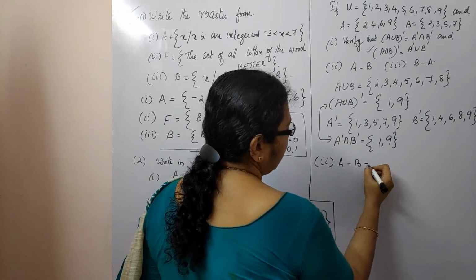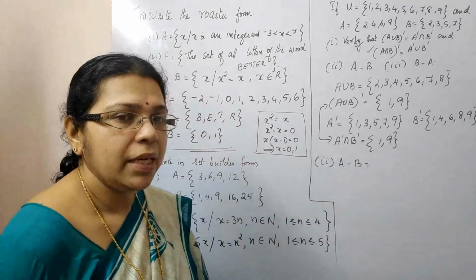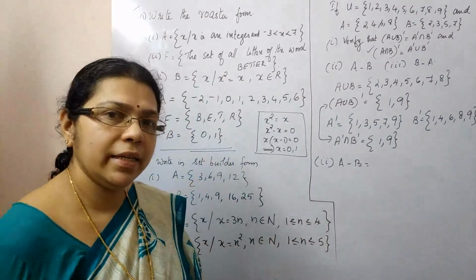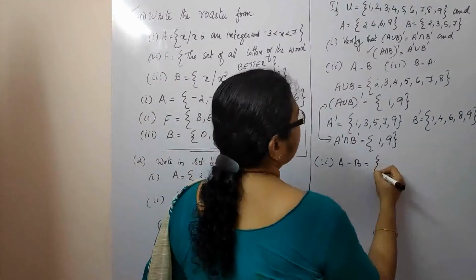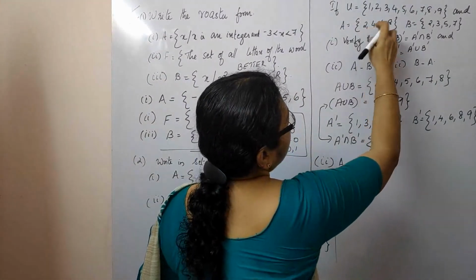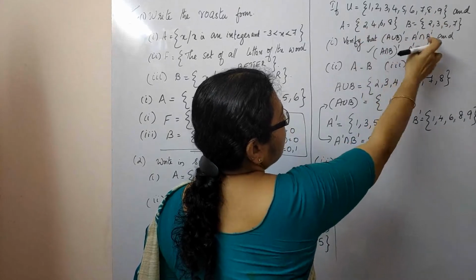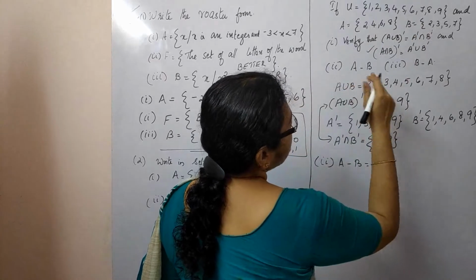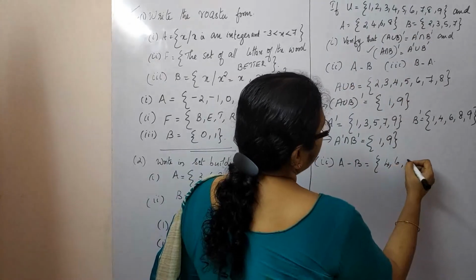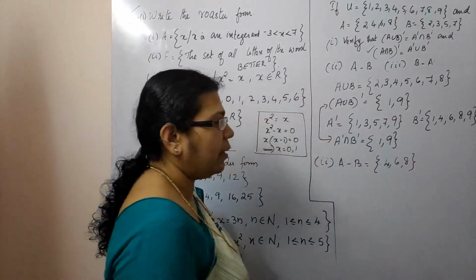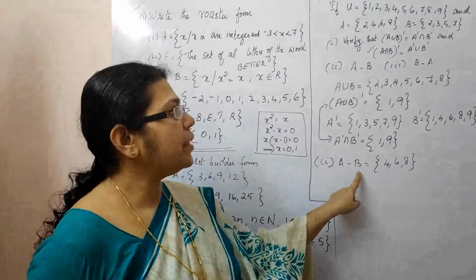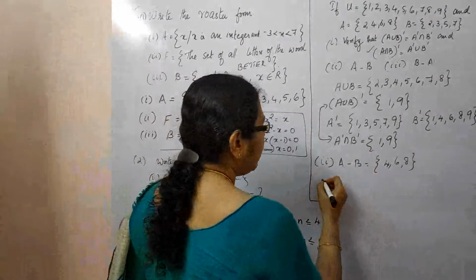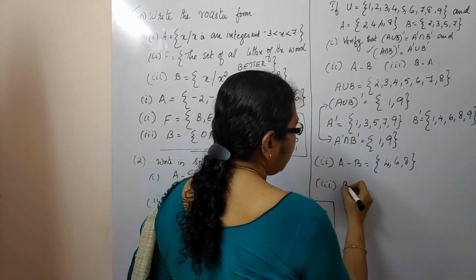Now I move on to the second part of the question. A minus B. What is meant by A minus B? The elements that belong to set A but are not there in set B. So which are they? Belongs to A but doesn't belong to B. So 2 is there in B. 4 not in B, so 4. 6 not in B, so 6, 8. Okay. So these are the elements which belong to A but don't belong to B: 4, 6 and 8.